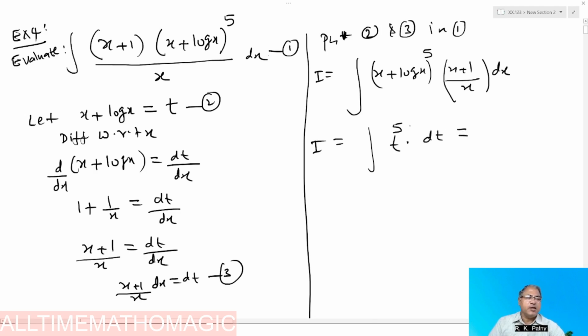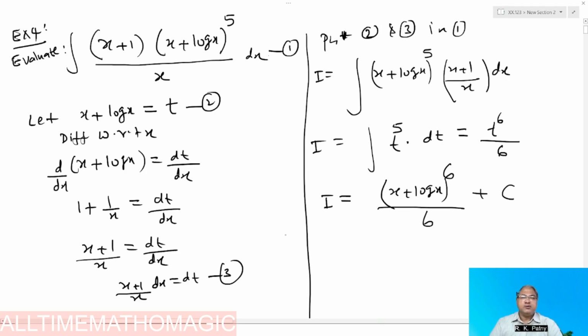The integration of t raised to 5 is nothing but t raised to 6 upon 6. Here the problem was not in the standard form, so we converted it into the standard form by substitution. So the substitution method is to get the standard form. So we got here t raised to 6 upon 6. What is the t value? The t value is nothing but x plus log x, and what is the power? (x plus log x) raised to 6 upon 6 plus c. This is the required solution for the given integration problem.